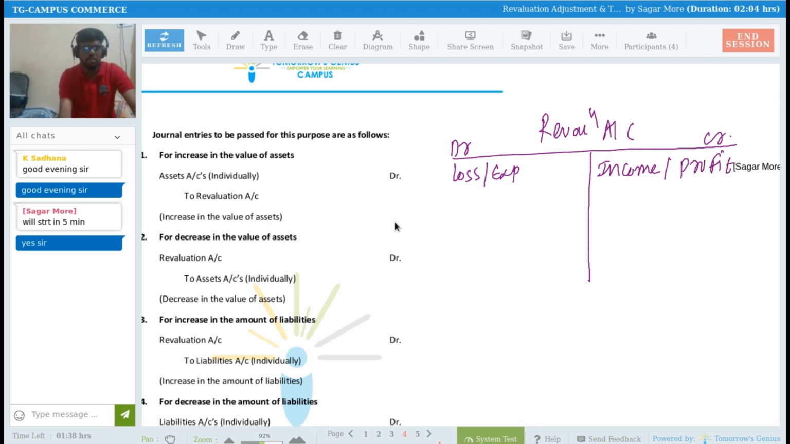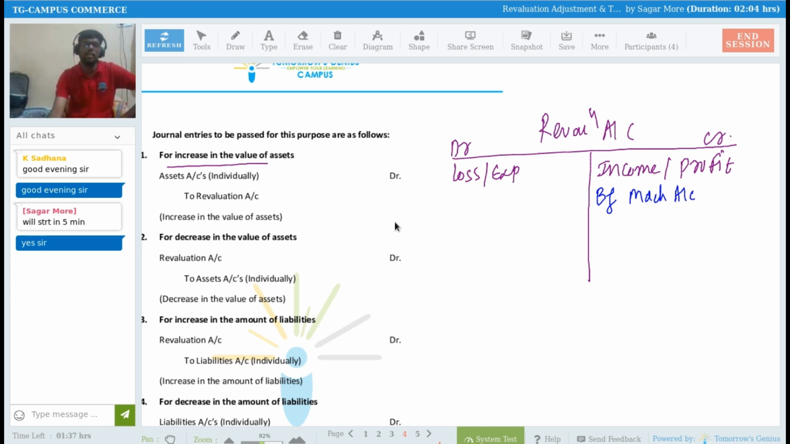Okay. See now, for increase in value of asset. If the value of an asset increases, where am I going to write it down? Tell me. If the value of an asset increases, where do I need to write it down in the revaluation account? Debit side or credit side? Absolutely right, credit side. So I will be writing here 'By' the respective asset. For example, value of machinery increases, so I will be writing down here 'By machinery account'.